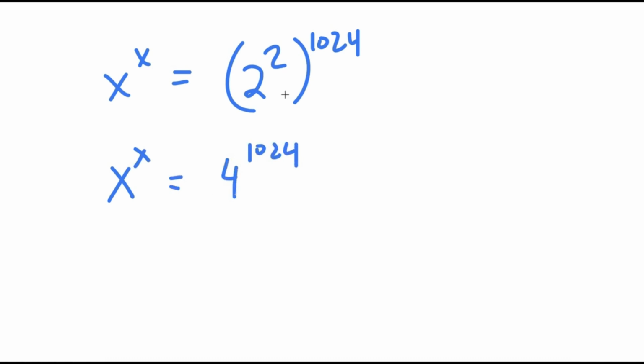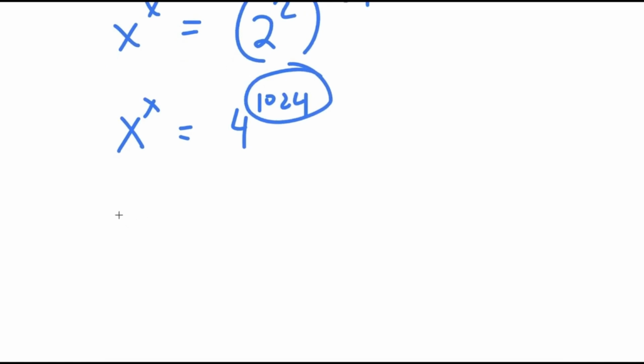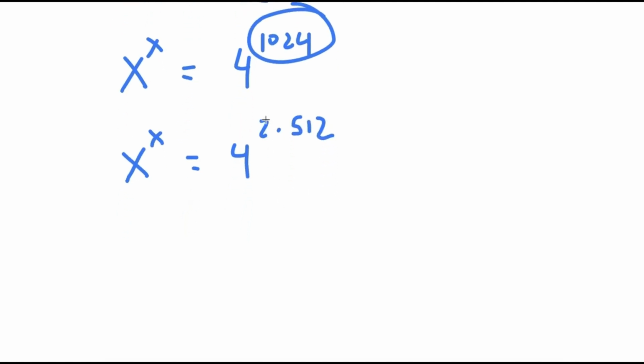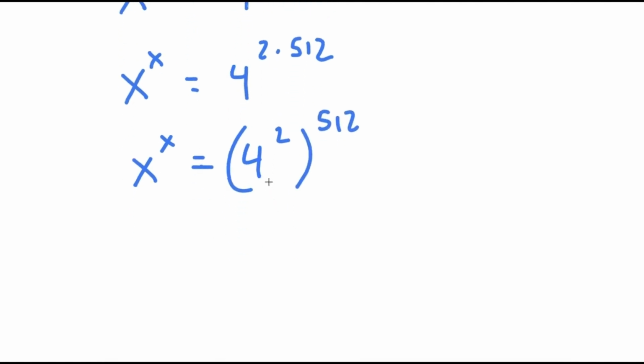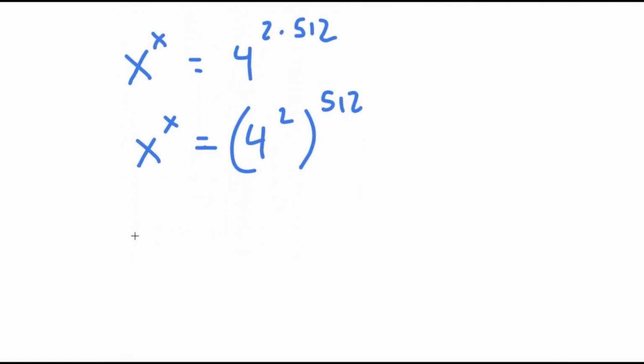Now, I'm going to repeat what I just did again. So 1024, that's equal to 2 times 512. So now I have x to the power of x is equal to 4 to the power of 2 times 512. And again, this is equal to x to the power of x is equal to 4 to the power of 2 to the power of 512. 4 to the power of 2 is 16. So I have x to the power of x is equal to 16 to the power of 512.